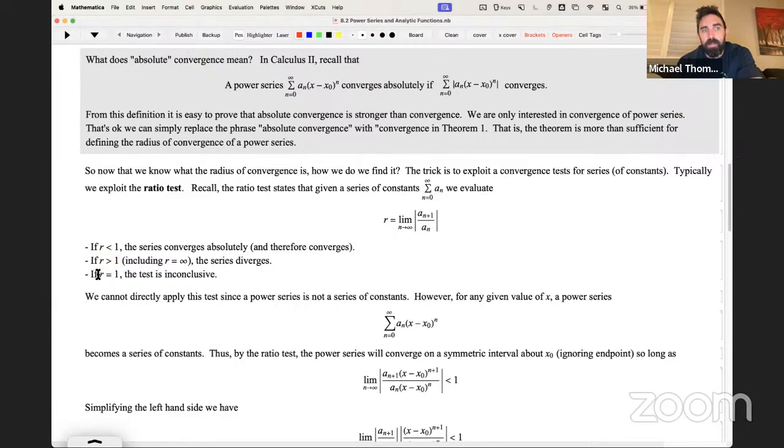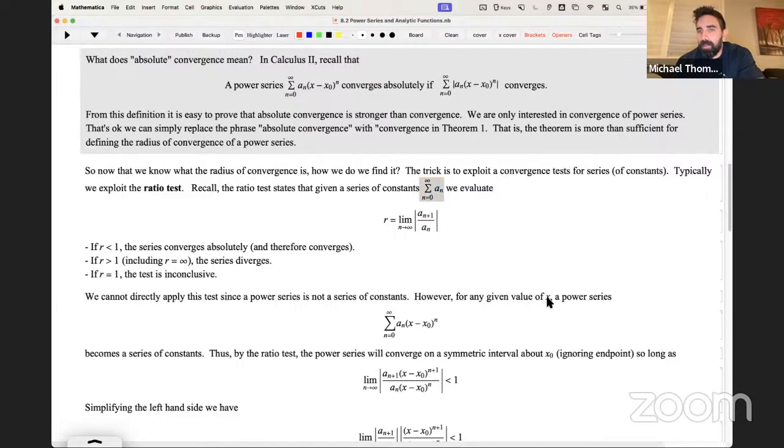And if r equals 1, then the test is inconclusive. So you have to figure it out another way, maybe use another test. So here's the thing, though. That ratio test was specifically for series of constants. But we'd like to use this on a power series, which involves a variable. So we can't really use it directly.